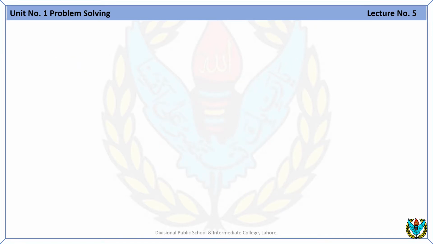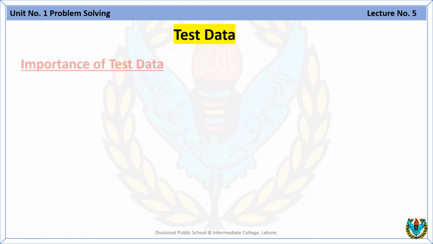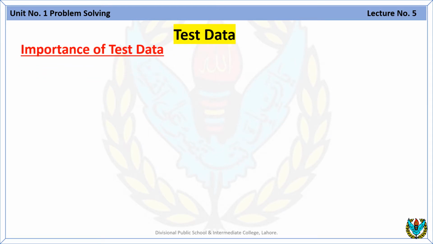After solving a problem, we need to test whether the solution is correct or not. And for testing, we need test data. Importance of test data. The question is, why do we need to test the solution? Answer: because testing is essential to point out the defects and errors made during finding a solution of some problem.